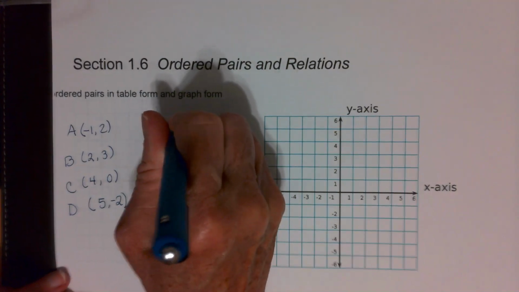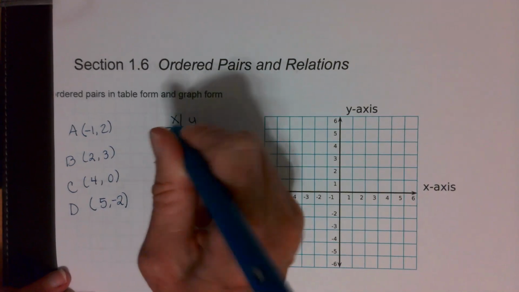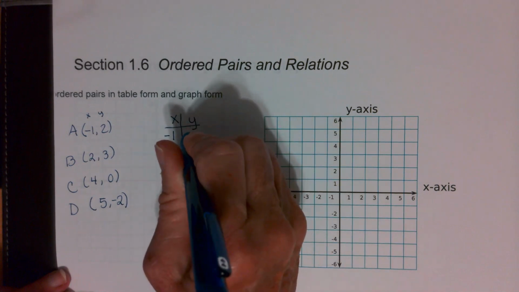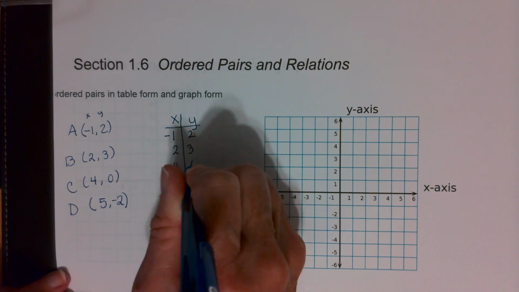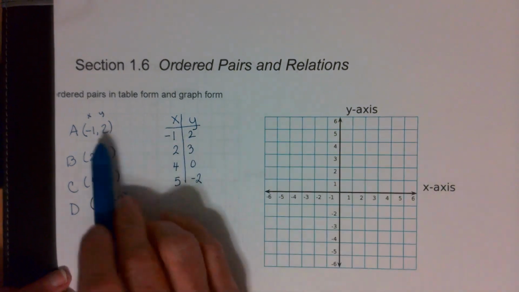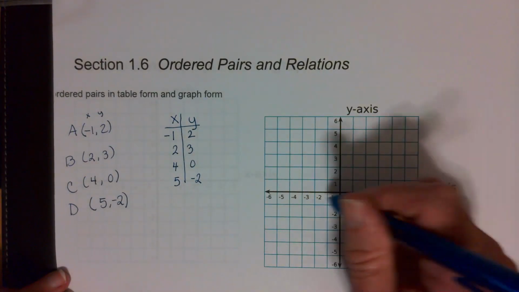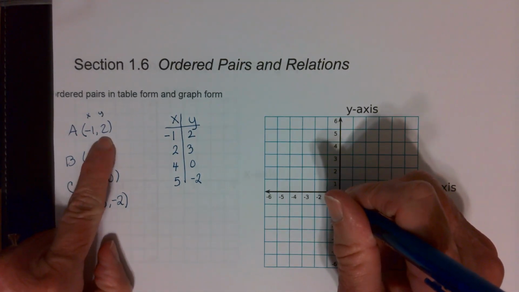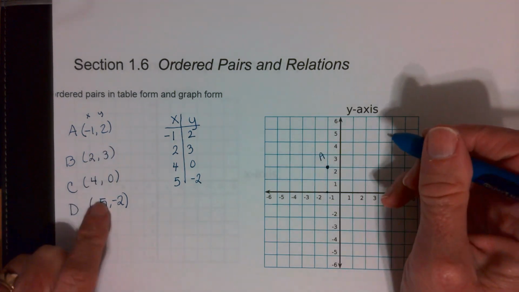If you put them in a table, you'd have an X and a Y. Remember, the first number is the X, the second number is the Y. So I have -1, 2, I have 2, 3, I have 4, 0, and I have 5, -2. Then to graph them, you find that first number on the X. So I'm right here at -1 on the X-axis, and I'm going to go up 2. So that's my point, -1, 2.